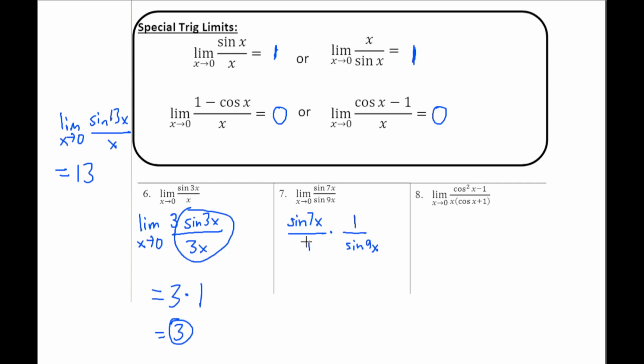And if you multiply the top and bottom by an x, so it's over x, you see we can use this identity from earlier, right? Sine 7x over x is just equal to 7, multiplied by the limit as x approaches 0 of x over sine 9x, that's just 1/9. And that gives you 7/9.